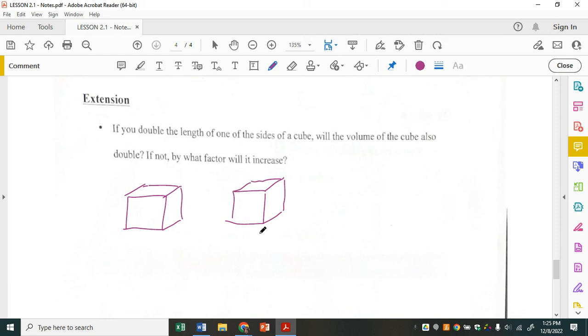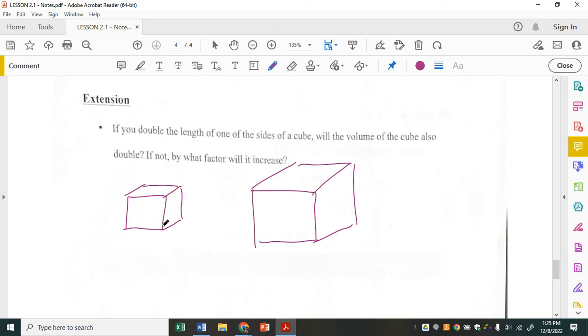Okay, if I double the length of the sides on the cube, we want to know how the volume will be affected. So, actually, let me erase this cube. I'll make it bigger. Okay, say this cube had a side length of x. If I'm doubling the side length, this cube has a side length of 2x. How do I find the volume of a cube?